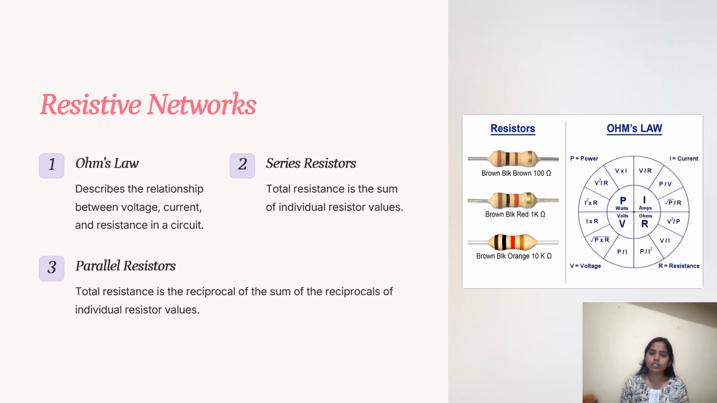Series resistors: total resistance is the sum of the individual resistor values. Parallel resistors: total resistance is the reciprocal of the sum of the reciprocals of the individual resistor values. We can identify the resistor value by using color coding. Brown black brown is 100 ohm, brown black red is 1 kilo ohm, brown black orange is 10 kilo ohm.